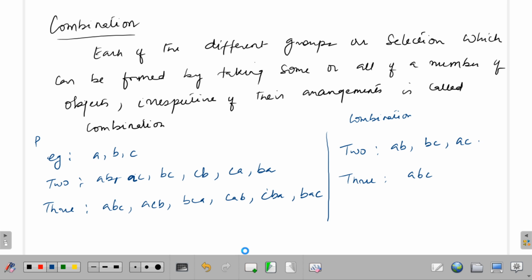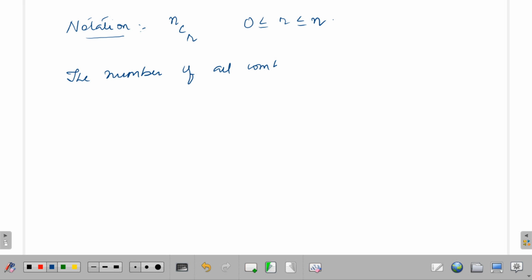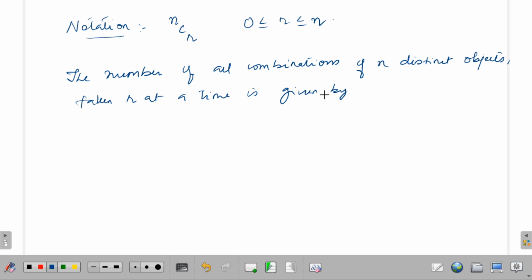All right, now let me give you the theorem of how to denote your combination. For the notation, your combination is nothing more than NCR, where 0 is less than or equal to R, which is less than or equal to N. And the number of all combinations of N distinct objects taken R at a time is given by NCR is equal to N factorial divided by R factorial times N minus R factorial.